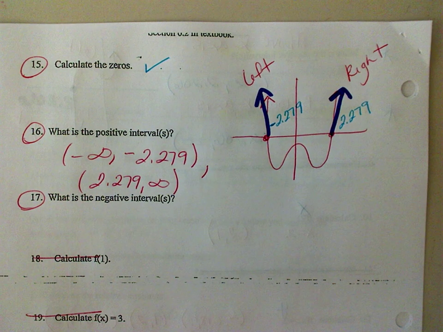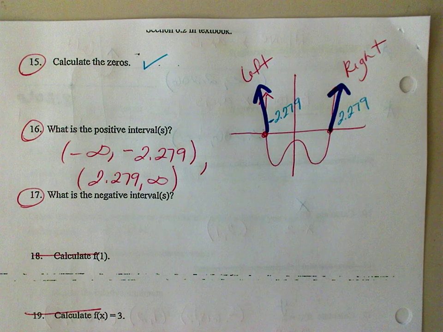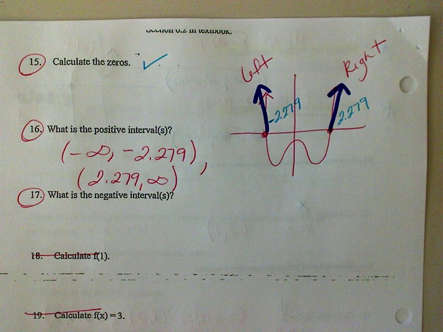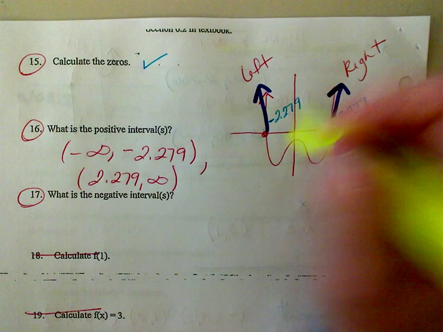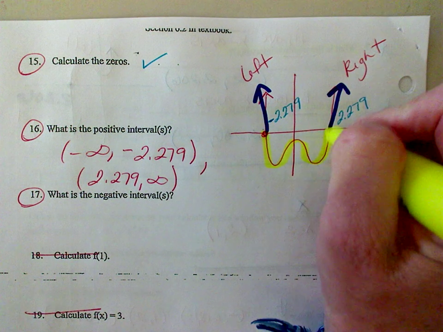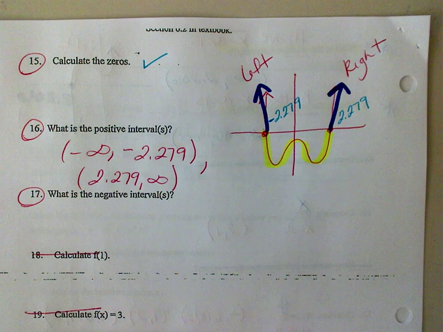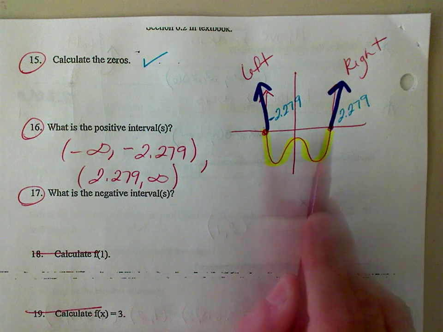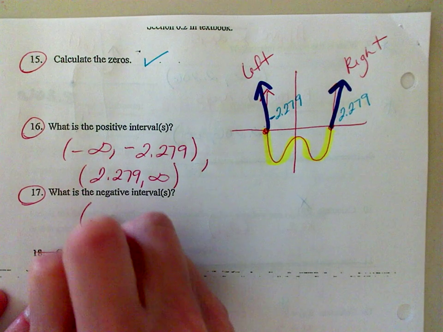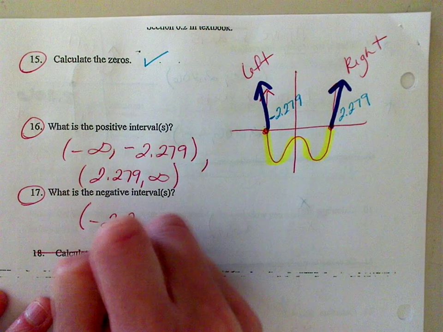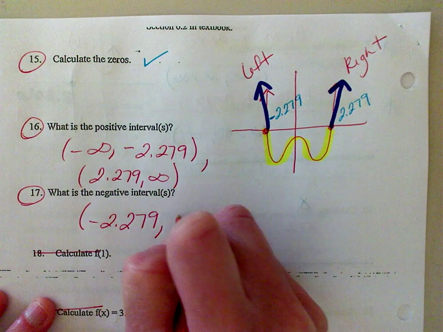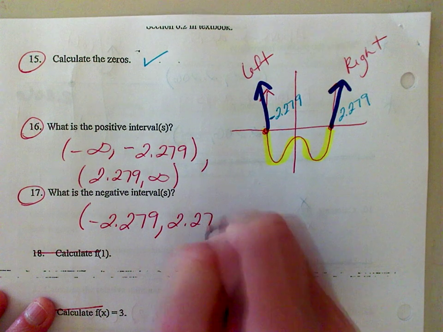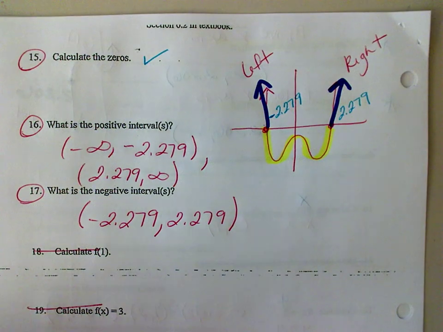Now the negative interval, this one's slightly different because it's not on the left or on the right, it's in between. If it's in between, you're not going to have any infinities. It's just going to be in between these 2 numbers. So you just write down the first number that you see on the left first, and whatever number's on the right, you write that down second. Alrighty, so that is how you do the positive and negative intervals. Everything else is pretty much a review.